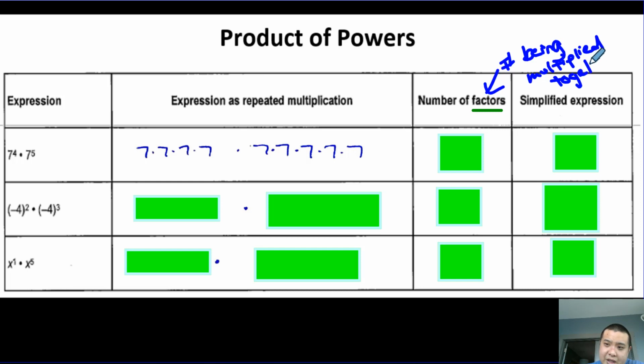So here we can see that there are 9 of them. There are 9 sevens right here, so therefore this can also be written as 7 to the 9th.